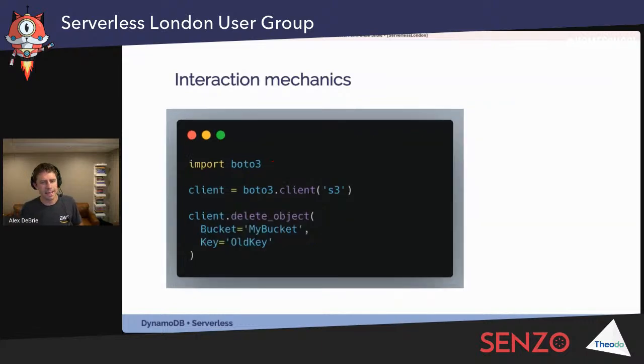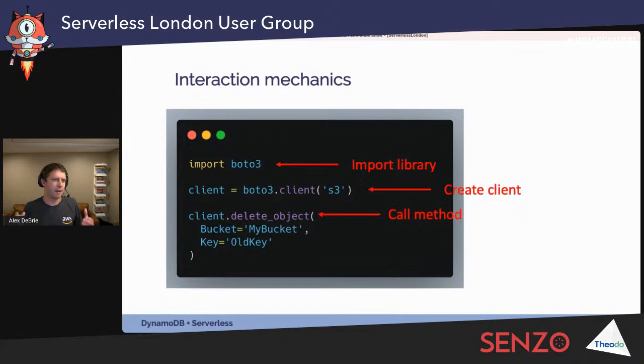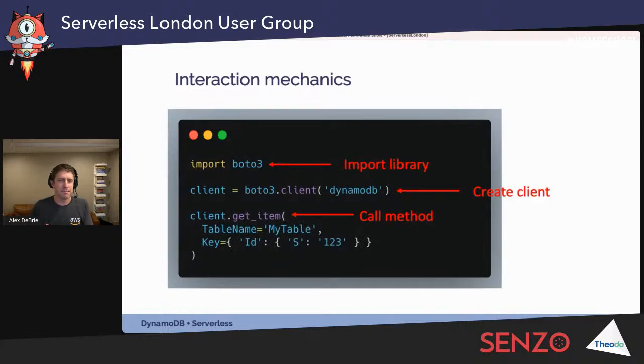And if you look at S3, where you need some blob storage, there are very similar mechanics. You import your library, create that client, and call that method on that client. And if you look at DynamoDB, you get the exact same mechanics: importing that library, creating that client, calling that method. It's just familiar, what you're doing with DynamoDB in your serverless applications.